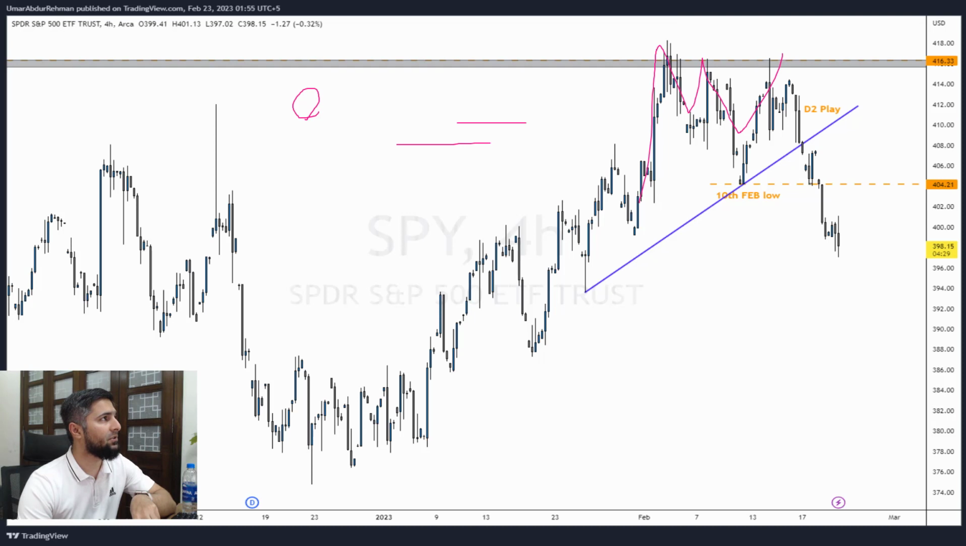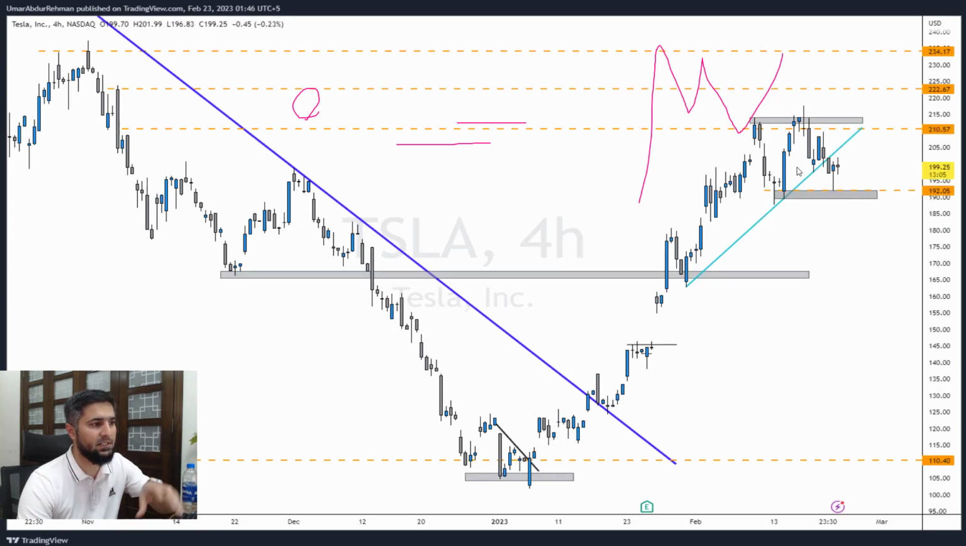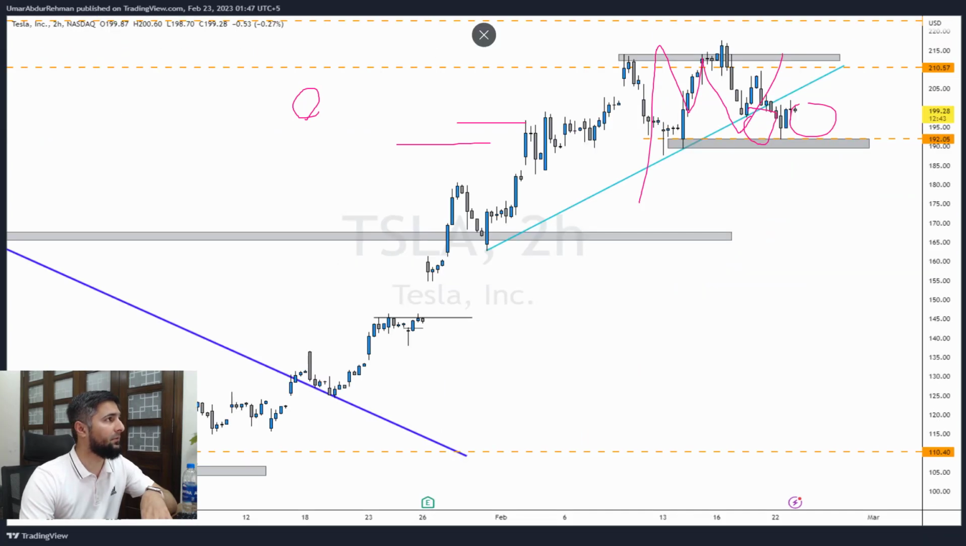So SPY was holding a certain level on the daily time frame, and Tesla was also holding its daily levels here. On the 4-hour chart you can see, in my previous video I told you guys that there was a reversal setup going on in this level here. Okay, so if we scroll down to the 2-hour time frame, you can see there was a perfect DST setup going on from this point to this point.